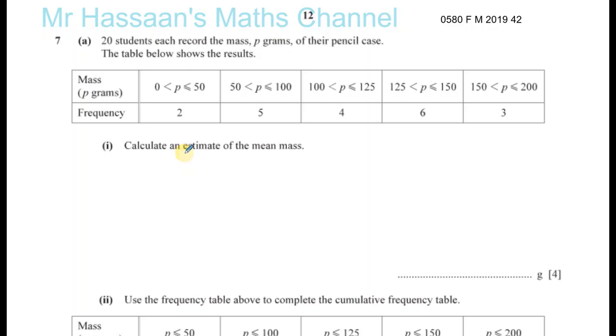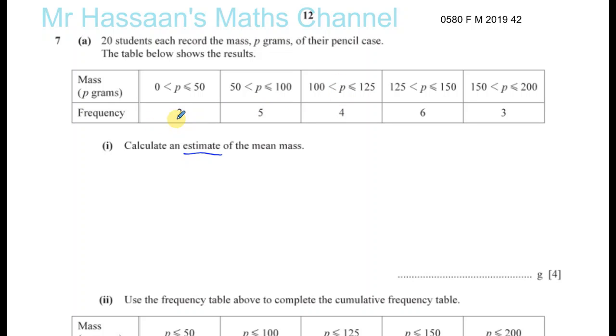The reason they use the word estimate here is because we don't actually know the exact mass of these pencil cases. We know 2 of them were somewhere between 0 and 50 grams, but we don't know the actual mass of those 2, nor of these 5, nor of these 4. These 4, for example, we know their mass was somewhere between 100 and 125, but we do not know the exact values. So we need to estimate what mass these 2 were, what mass these 5 were, and what mass these 4 were.